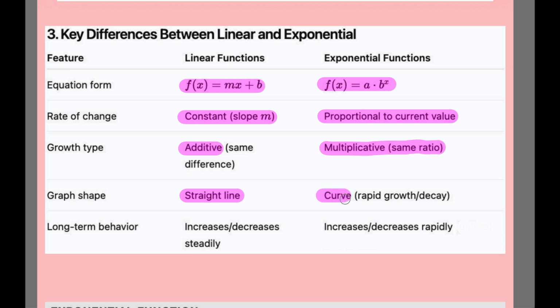Exponential has a curve. We're going to talk more about what this graph looks like in the next video. Long-term behavior, it increases steadily by the same amount each time. This one increases rapidly because you're multiplying by a value. And multiplying is going to grow a lot faster than adding. So that's why exponential is going to grow a lot faster, all things considered. We're going to talk about that again in the next video.